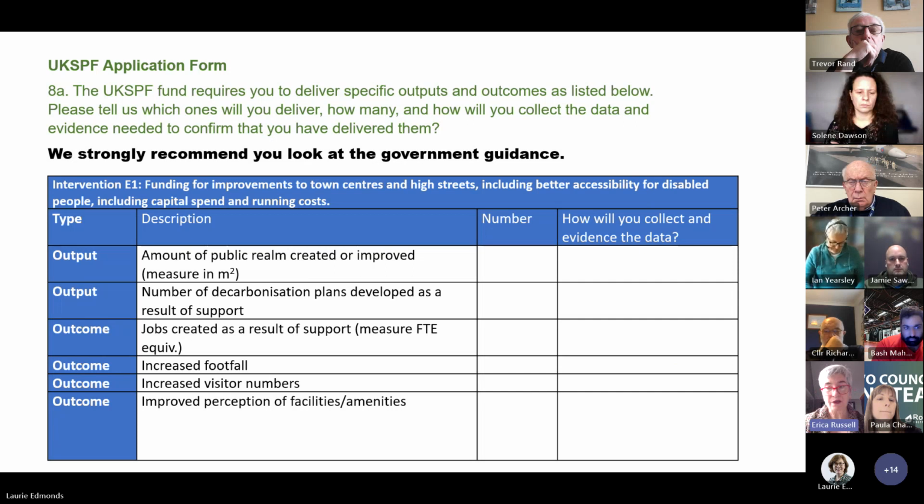Now, for perhaps, let me just have a look, a decarbonisation plan developed, you might just say copies of decarbonisation plan. Simple as that. Jobs created. Again, this might be something that you have some kind of written evidence for, but you will need to be able to evidence it as part of your reporting.